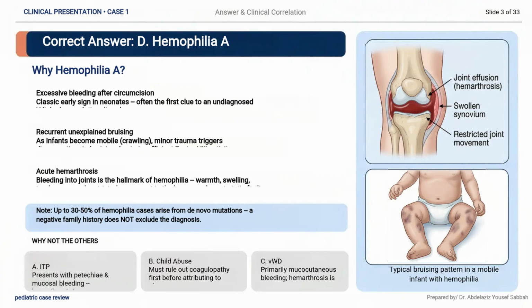affected joint. An important clinical pearl: up to 30 to 50% of hemophilia cases arise from new mutations, so a negative family history does not exclude the diagnosis. Idiopathic thrombocytopenic purpura presents with petechiae and mucosal bleeding, not hemarthrosis. Von Willebrand disease causes primarily mucosal bleeding.